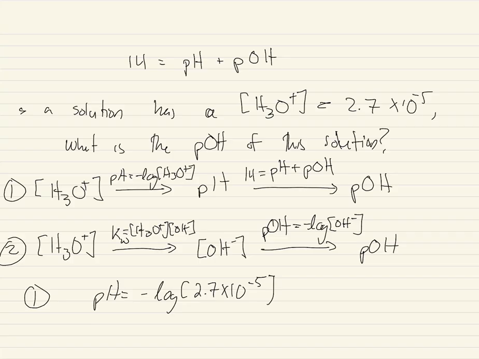What do you guys think? Which one's a bigger number, 10 to the minus 5 or 10 to the minus 7? 10 to the minus 5, right? That is a greater number, which means we have a larger concentration of H3O plus than 10 to the minus 7. So the concentration of OH minus has to be less than, greater than, or equal to 10 to the minus 7. What do you guys think?